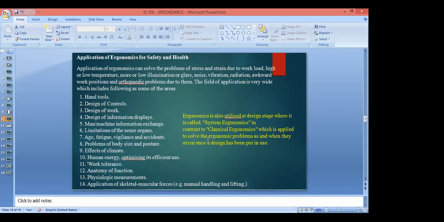Now we'll see where this ergonomics will be applicable, how you are going to apply this. The application of ergonomics can solve the problems of stress and strain due to the workload, high or low temperatures.